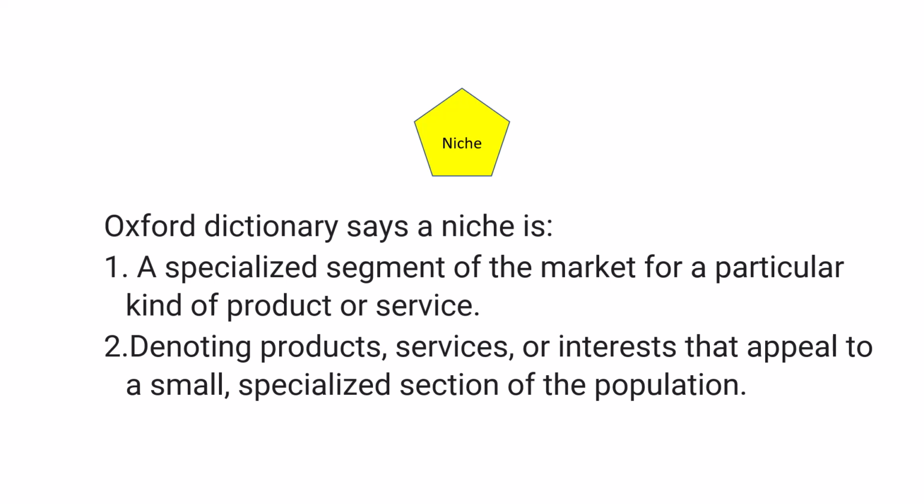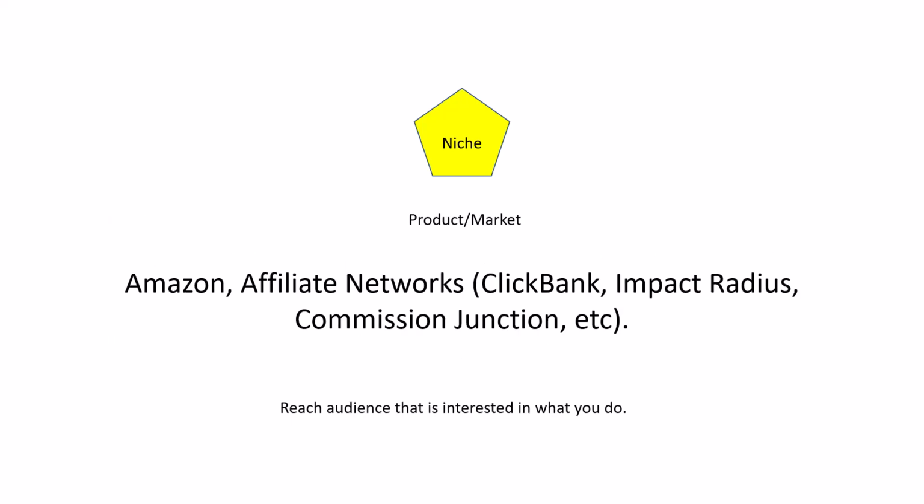You want to find a product or service that will resonate with the type of clients you want to sell to. Some of the best places to find affiliate marketing products are Amazon, and affiliate networks such as ClickBank, Impact Radius, Commission Junction, and others. Once you have a product or service to sell, your next step is to build an audience.